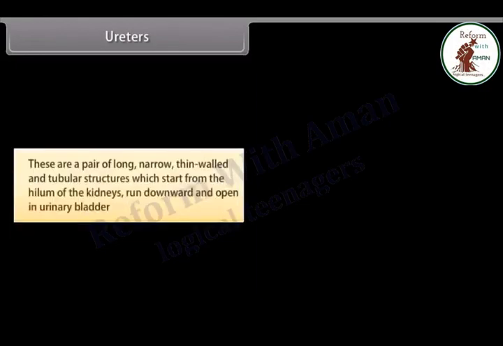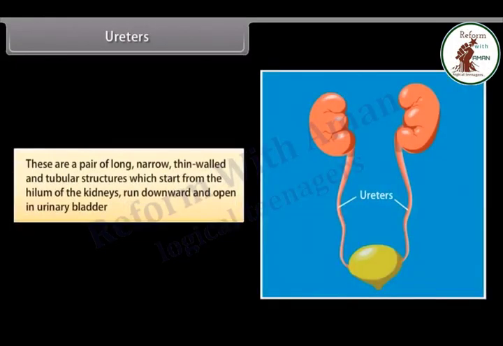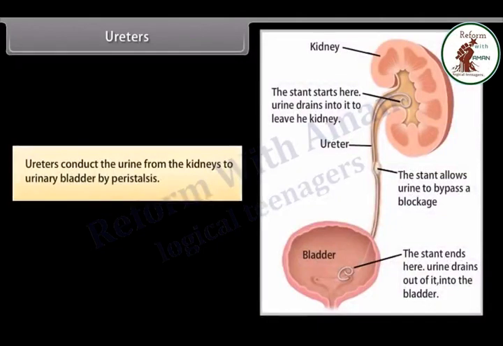Ureters. These are a pair of long, narrow, thin-walled and tubular structures which start from the hilum of the kidneys, run downward and open in the urinary bladder. Ureters conduct the urine from the kidneys to the urinary bladder by peristalsis.